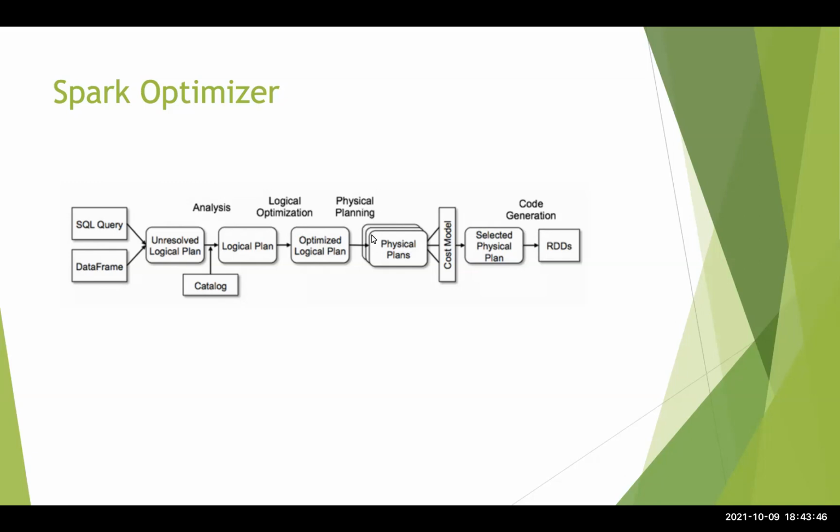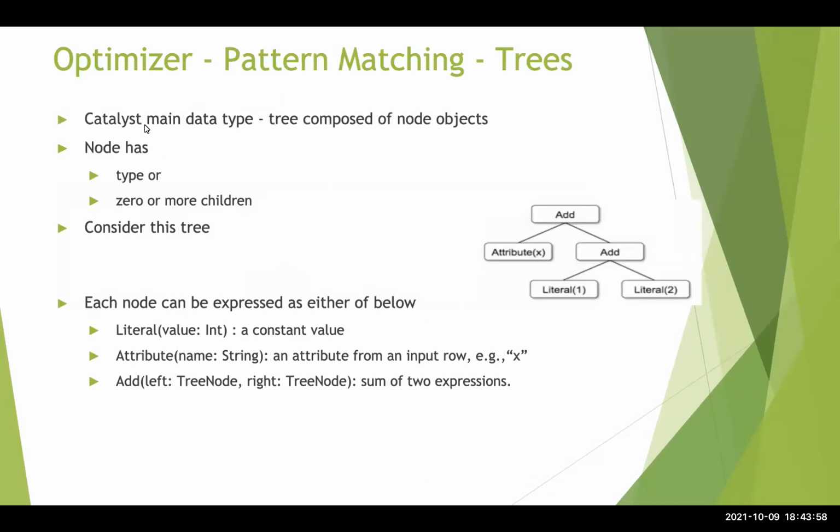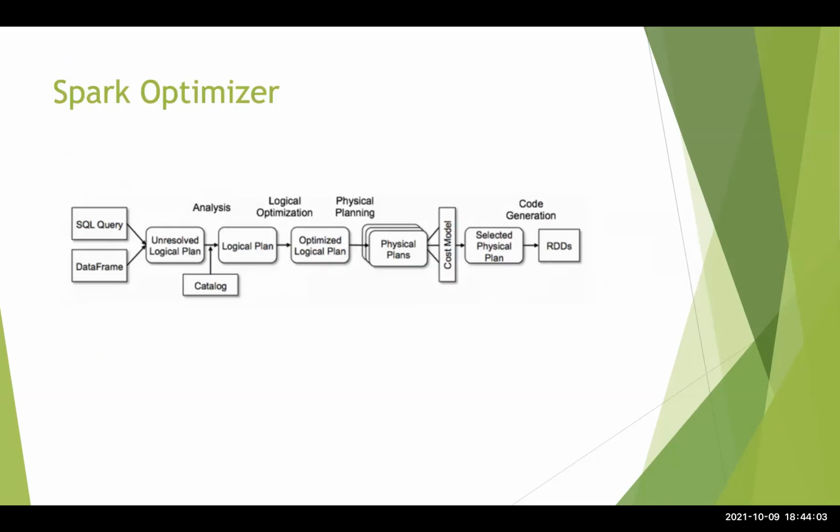There are many physical plans which get created. Out of these, one physical plan gets selected based on a certain cost model, and we'll go into details of that. For that physical plan, an RDD is generated. The tree is the main data type. All of these things are happening via optimizers, and the optimizer runs rules in each of these steps, and we'll go into the type of rules for each of these separately.